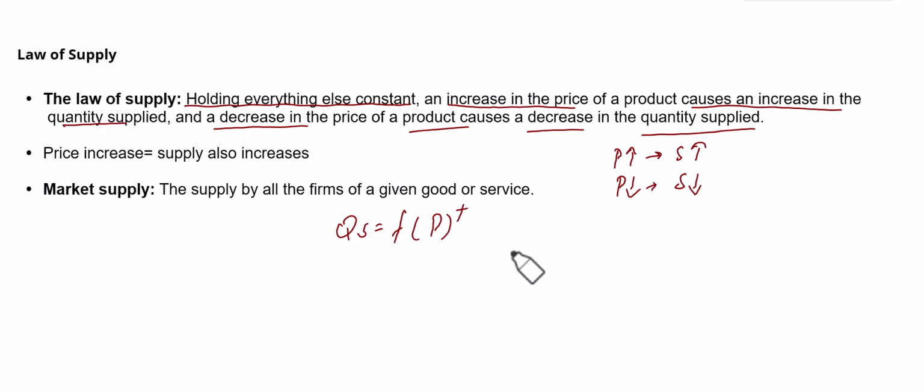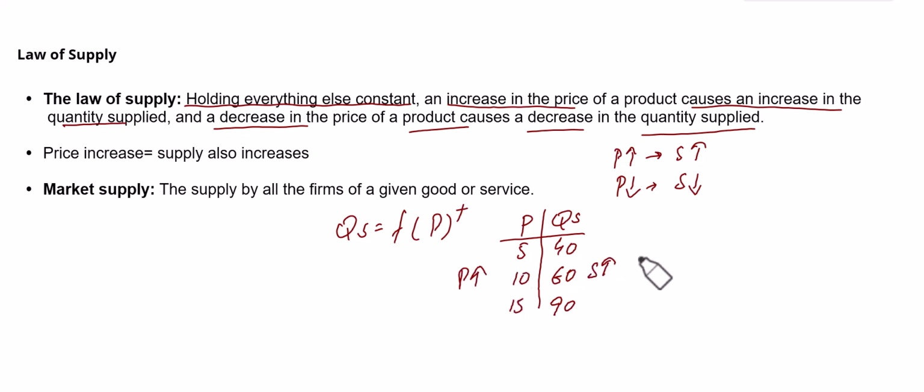We can also explain it with the help of a table. We are making two columns. In the first column we are taking the price level, and in the second column we are taking quantity supplied. Let's assume the first price is 5, then price goes to 10, then 15. As you can see, price is increasing, so definitely supply also increases. At rupees 5 there are 40 units being supplied in the market. At price 10, let's say 60 units are in the market. At price 15, there are 90 units available in the market for sale. So price is increasing, supply is also increasing.